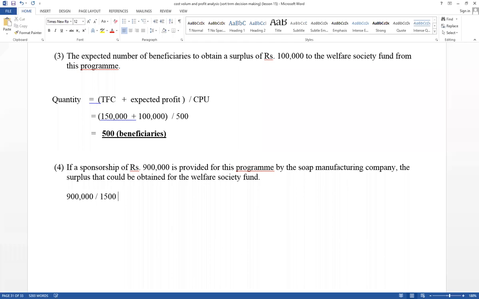Therefore, think about the number of participants it was received for. 900,000 is the total value received, but per participant it is 1,500. Therefore, it was received for 600 beneficiaries. This is the number of beneficiaries. The sponsorship was received for 600 beneficiaries: 900,000 rupees, at 1,500 per beneficiary. Therefore, for 600 beneficiaries the sponsorship was received, and then there is profit.